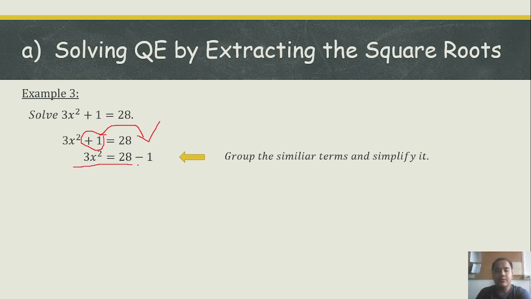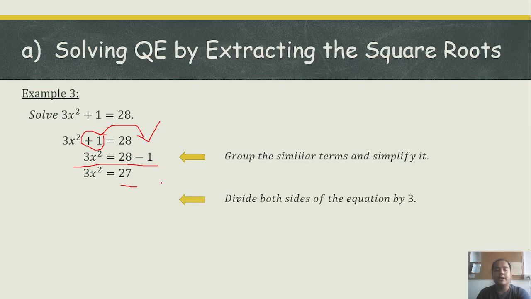So ito na nga na-transpose na natin, nag-group na natin yung similar terms. Yung kalabasan is 3x squared is equal to 28 minus 1. Then after that, i-perform na natin yung operation or simplify. So 28 minus 1, the answer is 27. That's why yung kalabasan dito sa next line of the solution is 3x squared is equal to 27.